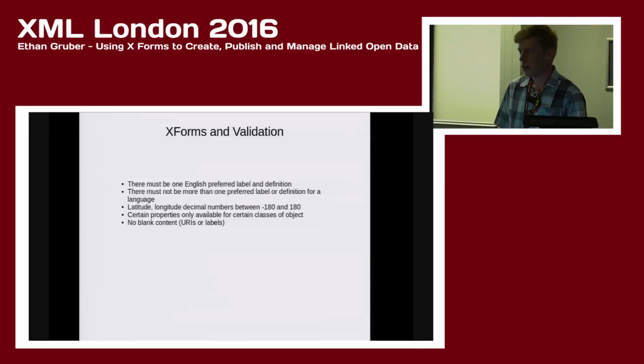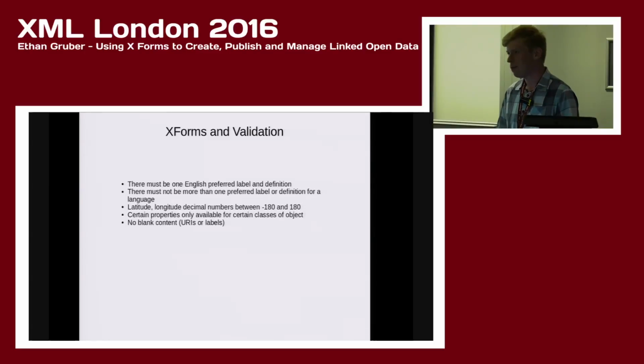The validation is really an important part in all of this. So there must be an English preferred label and one English definition for every concept in Numisma. There can't be more than one language per definition or label, so you can't put 2 English preferred labels in. There can only be one. So this is all done through XForms bindings and XPath basically on the RDF XML document to make sure that everything is completely valid.